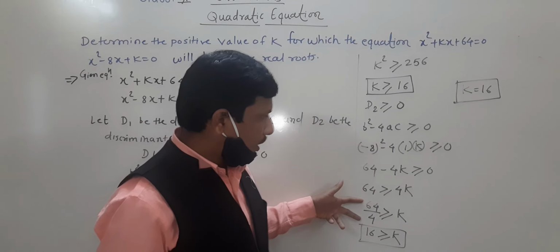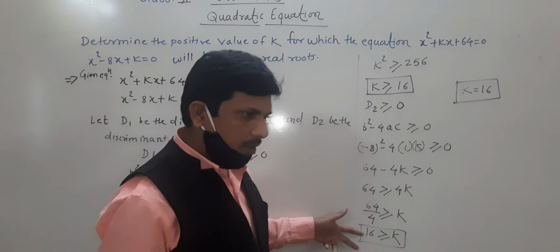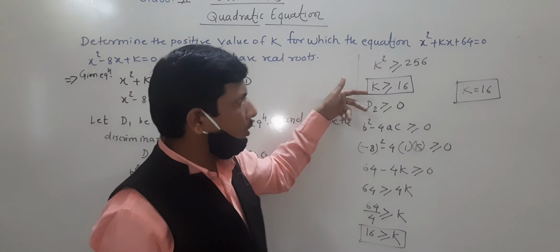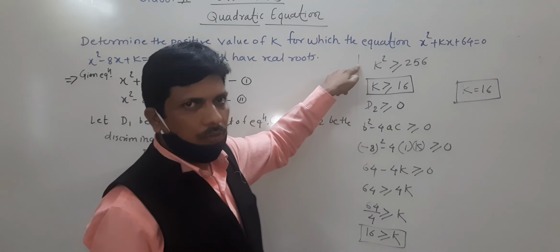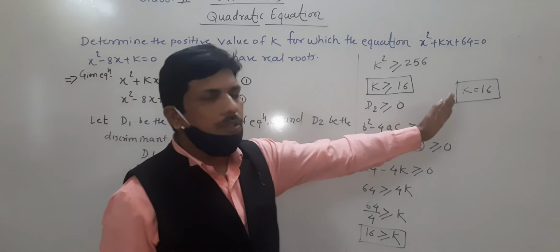So here it is k is greater than or equal to 16 and here k is smaller than or equal to 16. So from that, the common value is k is equal to 16.